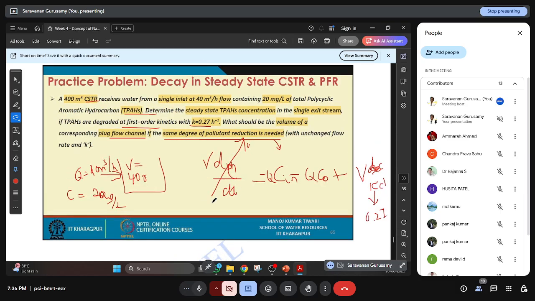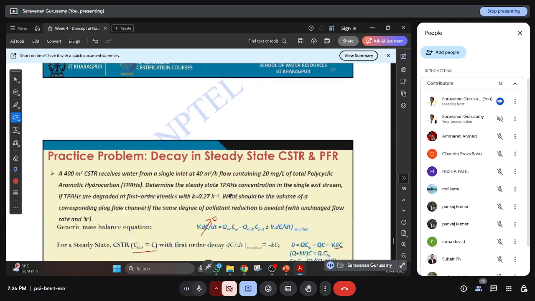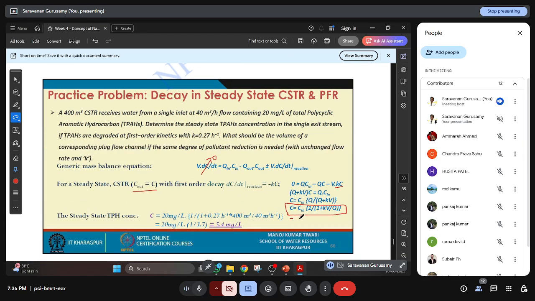First, steady state, so this becomes 0, and in the completely mixed reactor, C naught will be equal to C. So if you use the same formula, C equals C in into 1 by 1 plus kV by Q. That's the steady state CSTR condition. C out will be equal to C. So this is the converted formula: C equals C in into 1 by 1 plus kV by Q.